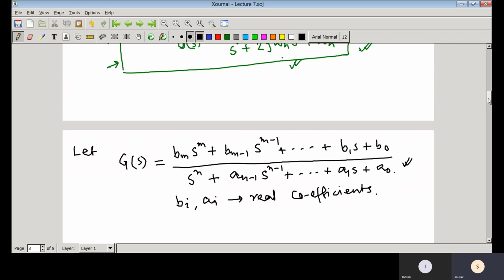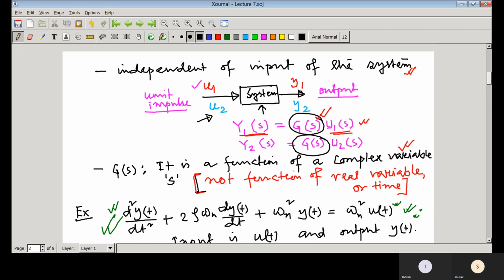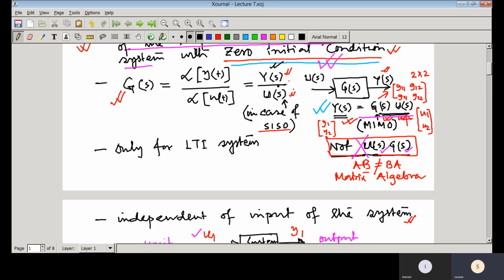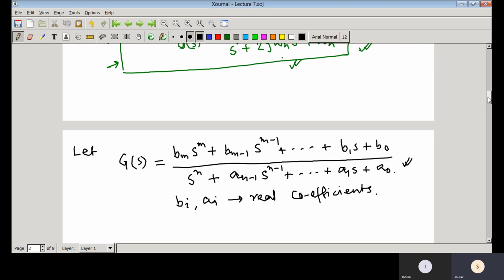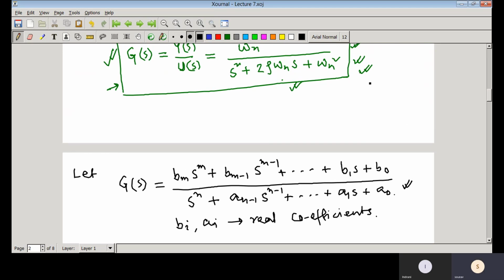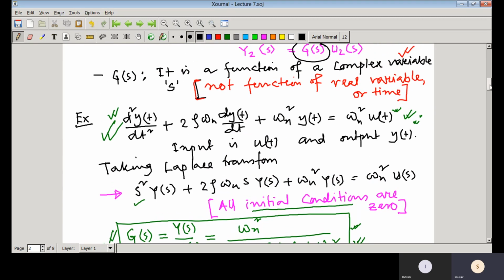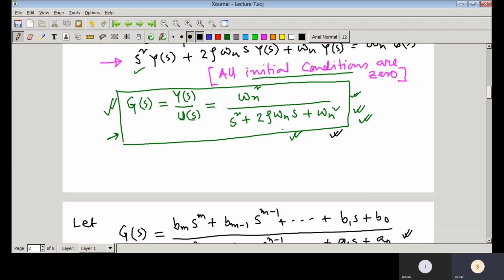Just now what you have seen, the transfer function is actually the ratio of the Laplace transform of the output variable and the Laplace transform of the input variable. So this can be represented in general form like this, and here we have seen that this is the transfer function model of this particular dynamical system.